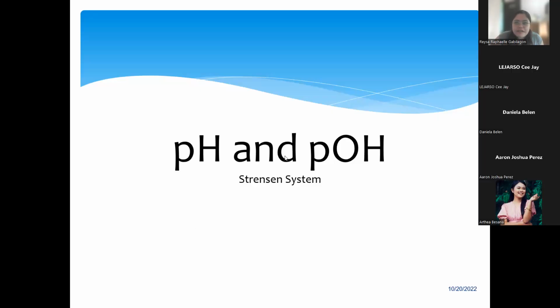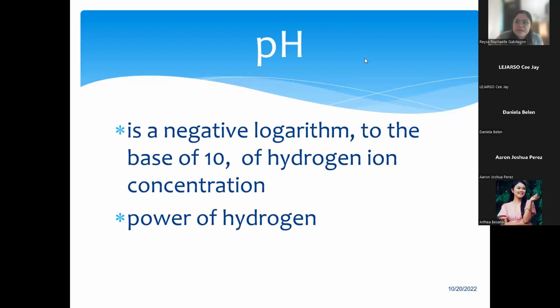Okay, so let's have the pH and pOH system, starting with the pH class. So ito yung mini-measure natin sa laboratory. We can either use the litmus paper just to know if the substance is acidic or basic. Or if we want to really know the pH, we may use the pH meter. We may use the pH indicator. I'll talk about indicators later.